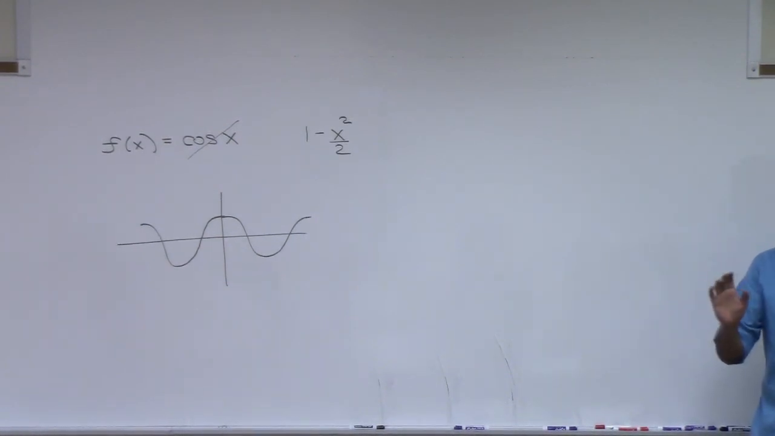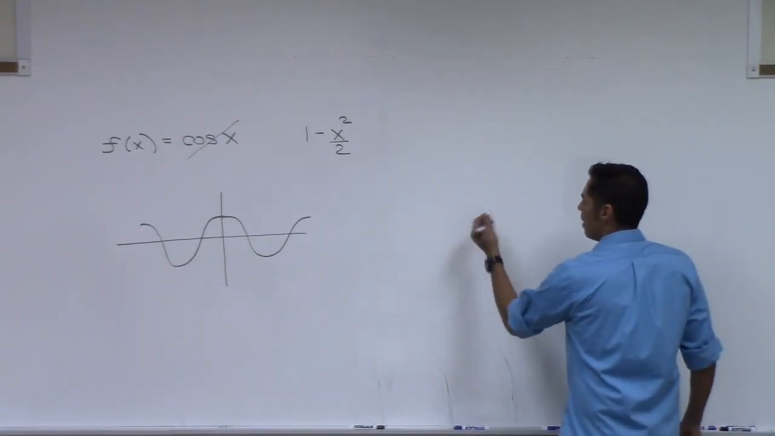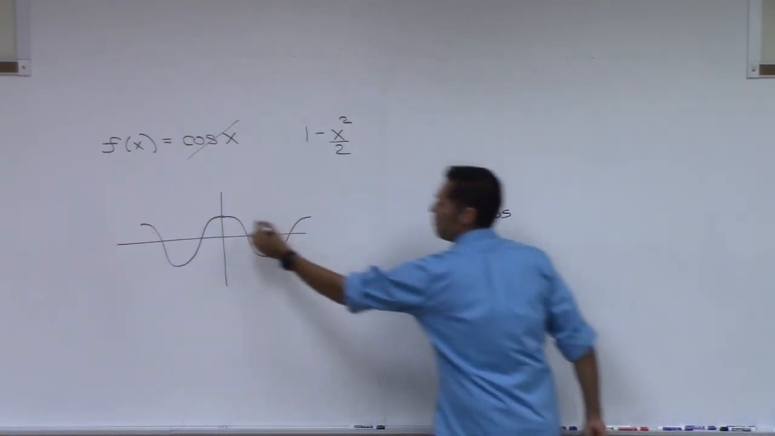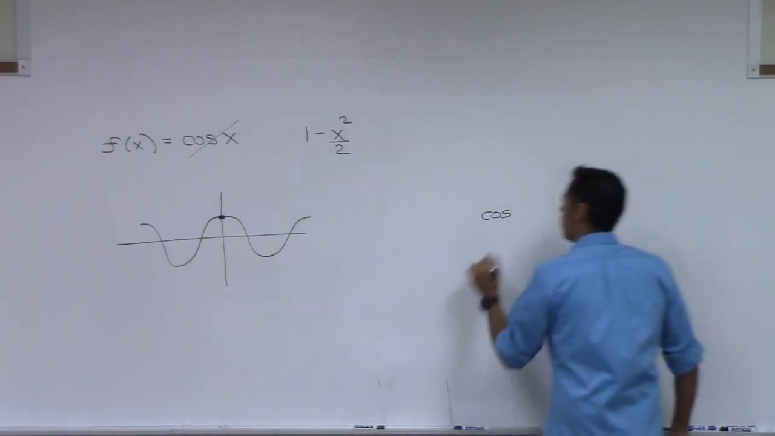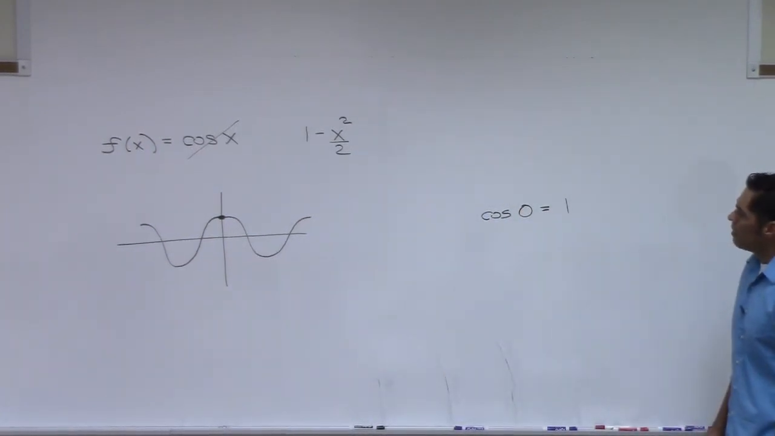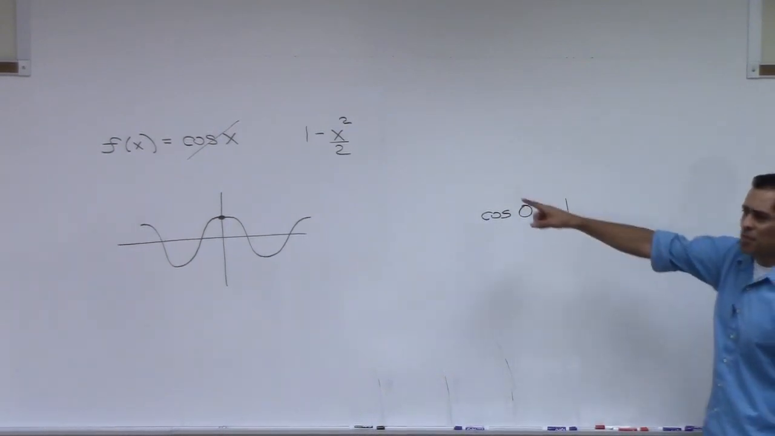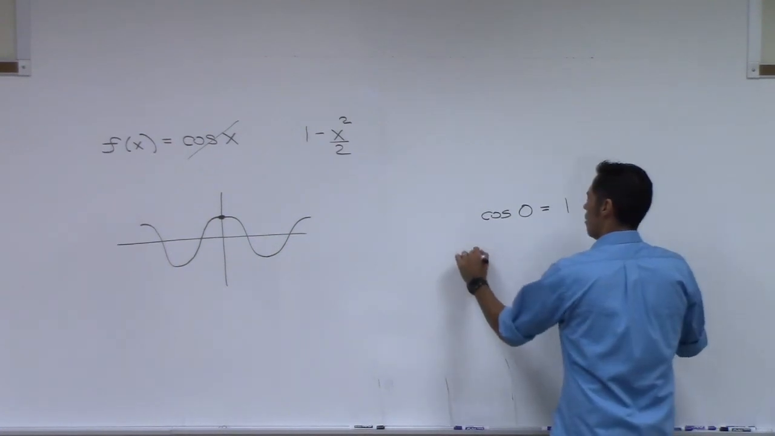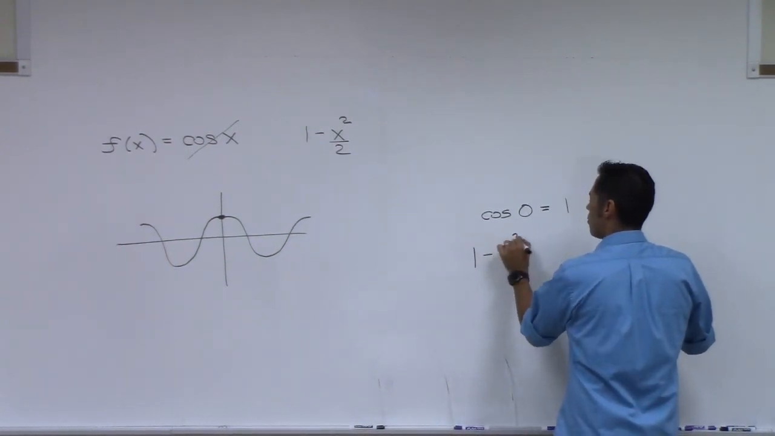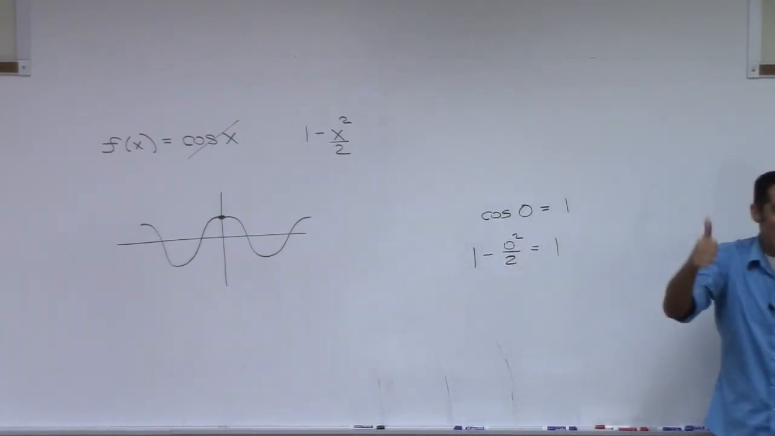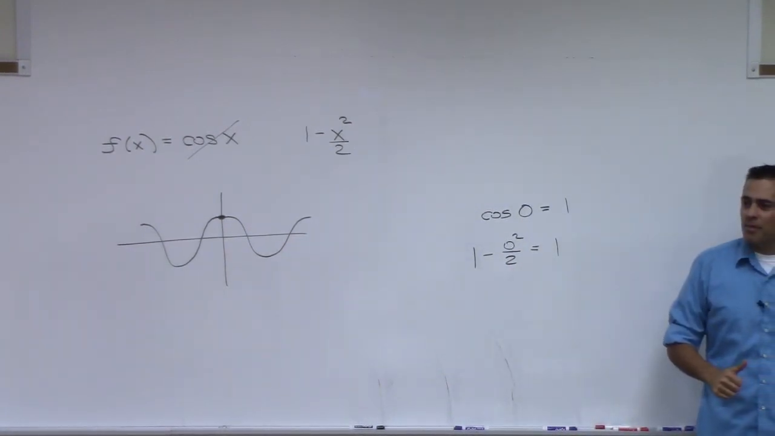So if you have a calculator, I would ask you to do this. We all know what cosine of 0 is, right? We're just talking about what's happening near this point right here. What is cosine of 0? 1, right? Okay, so let's plug 0 into this and see what we get. 1 minus 0 squared over 2. That gives us 1, right? They match up exactly. Does that mean they're the same? No, it's not the same.